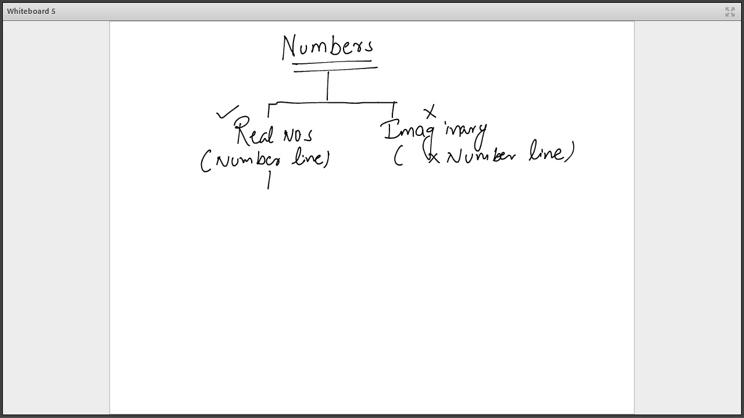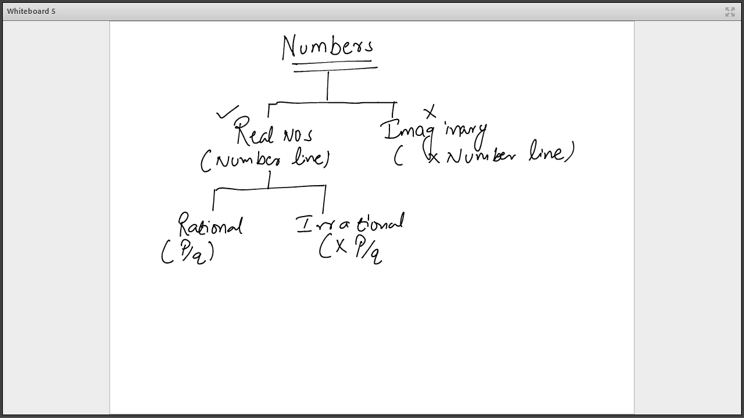Okay. Now, real numbers further classify as rational and irrational numbers. What are rational numbers? Rational numbers are those which can be expressed in the form of p by q, and irrational are those which we cannot express in the form of p by q. After that, rational numbers further classify as fractions and integers.